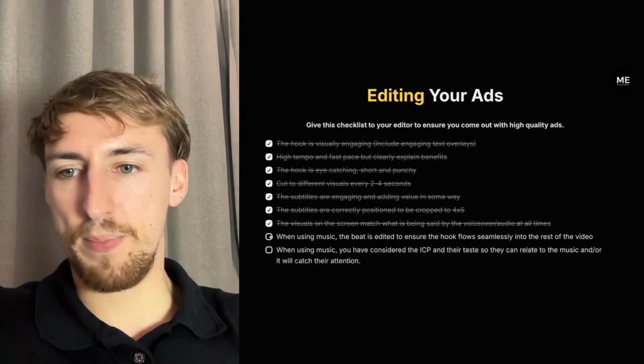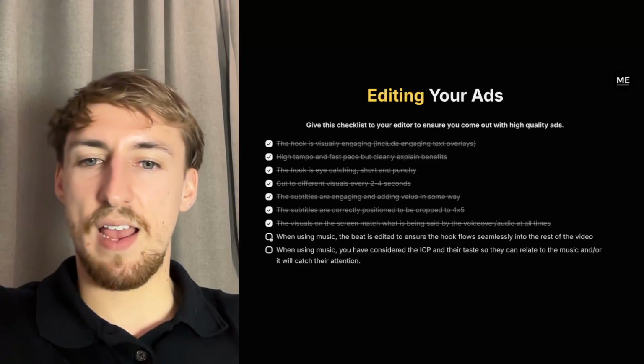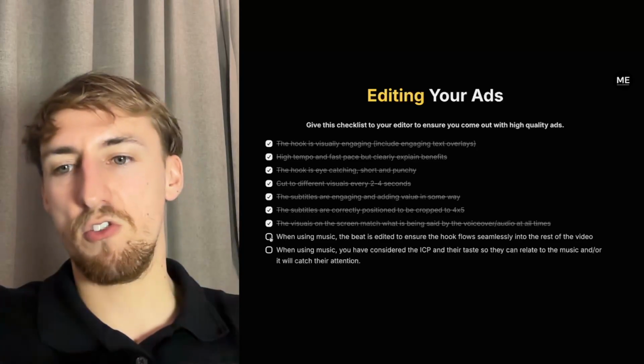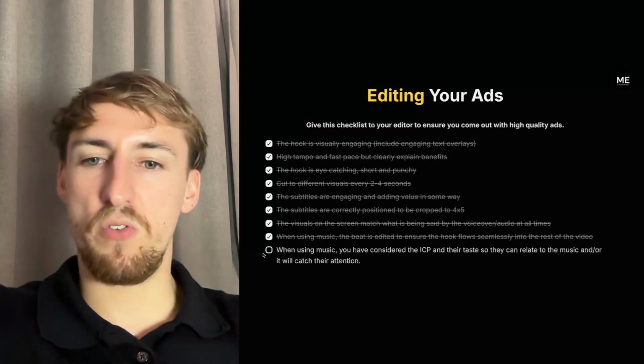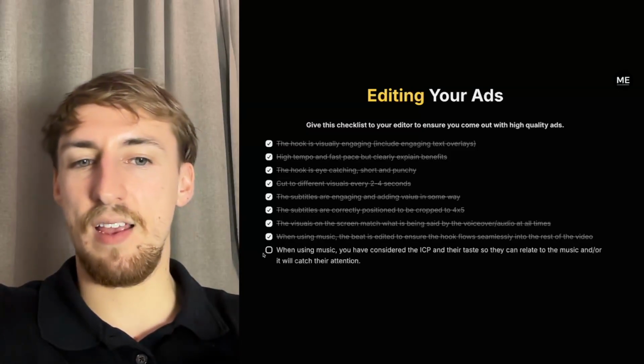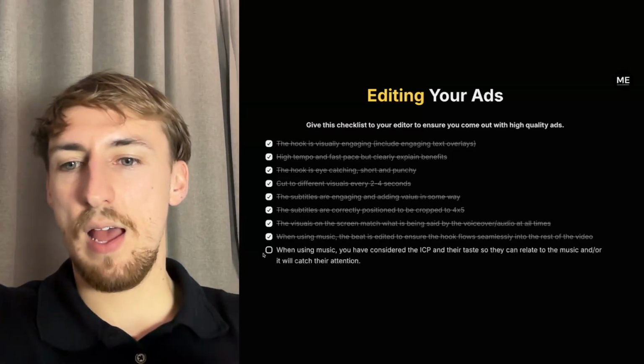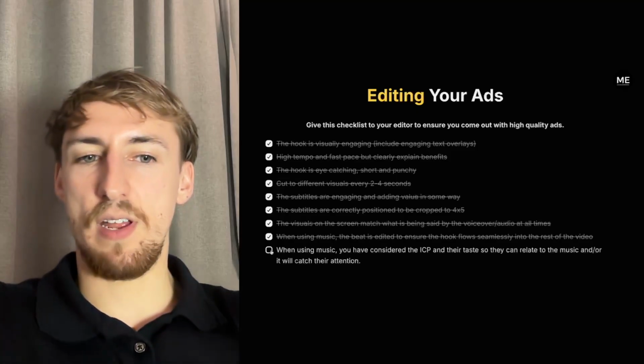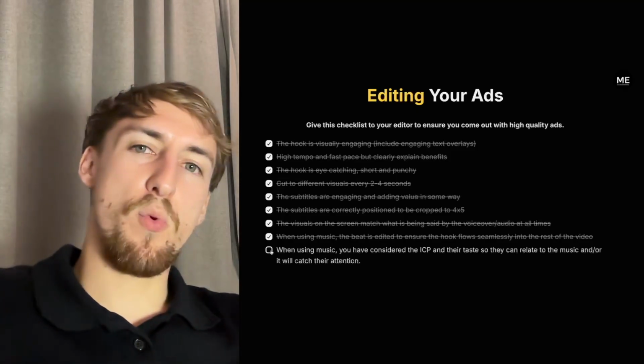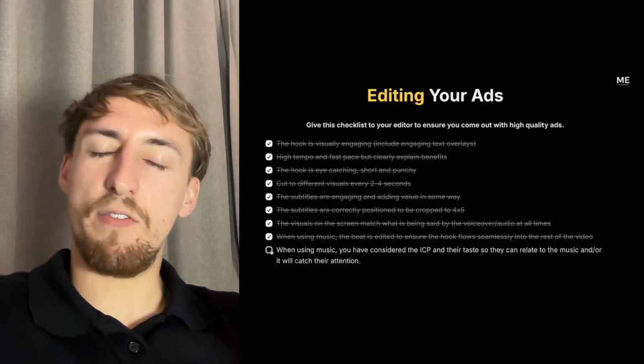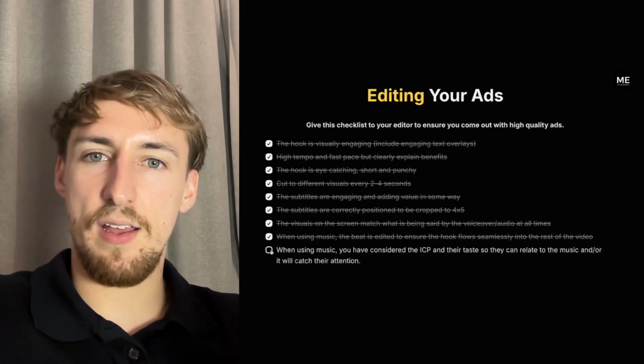We've gone through that. When using music, the beat is edited to ensure the hook flows into the rest of the video. And when using music, you've considered the ICP and their taste so you can relate to their music and/or it will catch their attention. So you really want the music. It can have a huge effect on the performance, and I've seen it at my agency.